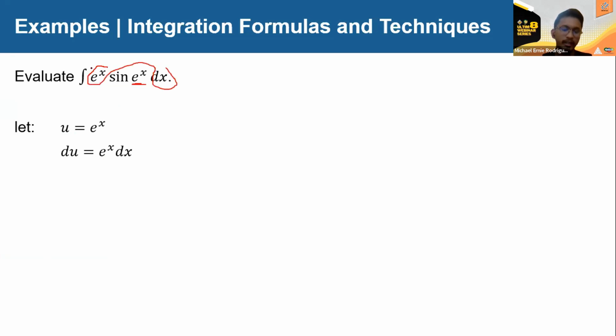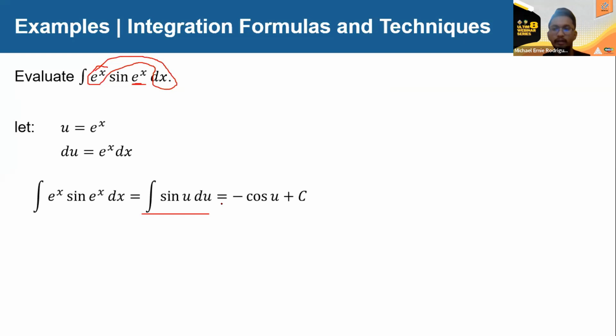Ito yan. Okay? So, you have e raised to x dx. This is our du. So, substitute natin. So, we have sine u du. Okay? So, we have the integral of sine u du. Okay? From our formulas, that is negative cosine of u plus c.